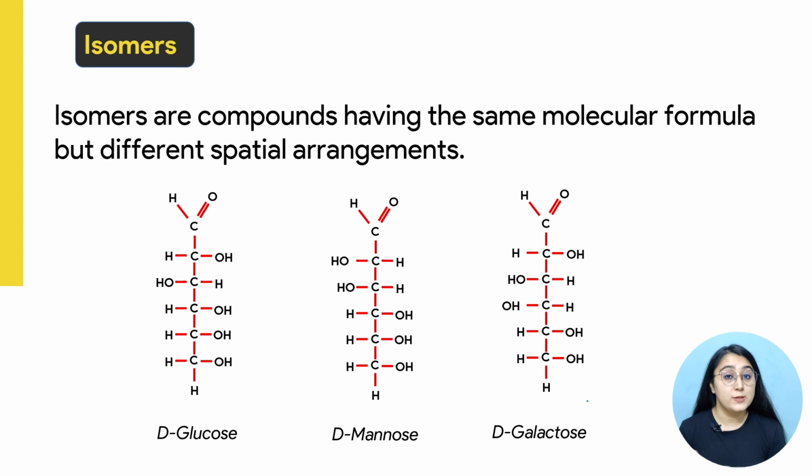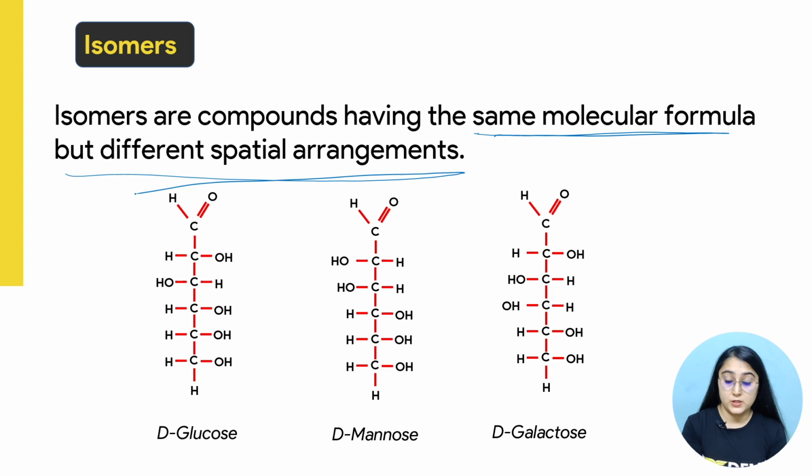Now we look at what isomers are. Isomers are compounds having the same molecular formula but different spatial arrangements. For example, if you look at glucose, mannose and galactose over here, all three of them have the same molecular formula, which is C6H12O6. However, if I look at the spatial arrangement, they differ from one another.